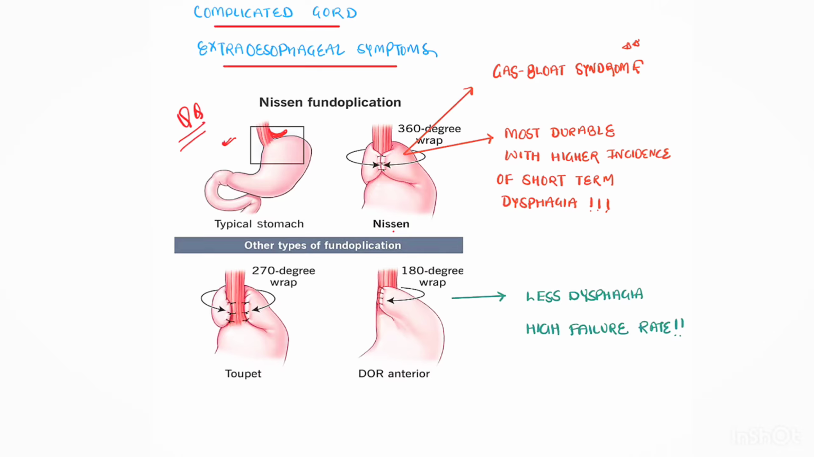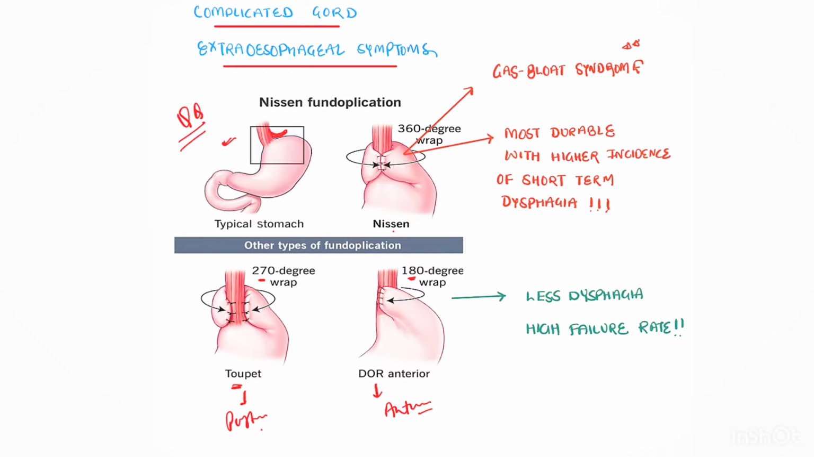So in Nissen fundoplication we wrap the stomach 360 degree around the esophagus, and in Toupet we wrap the stomach at 270 degree, and in Dor at 180 degree. Dor is anterior fundoplication and Toupet is posterior fundoplication. So these are the 3 types of surgeries usually performed in patients of GERD.